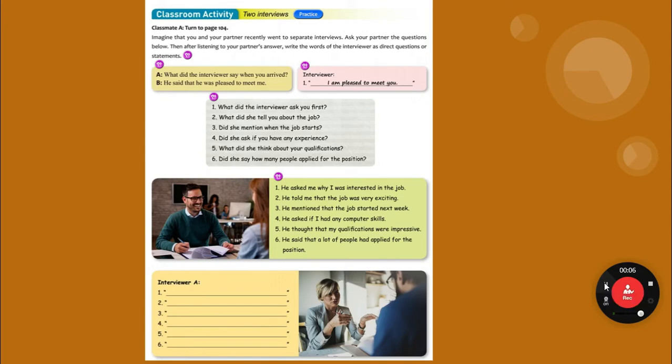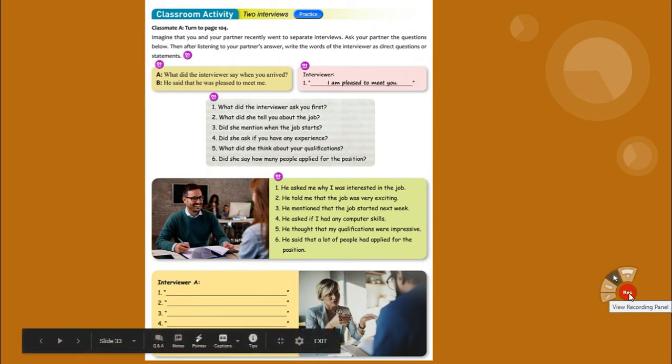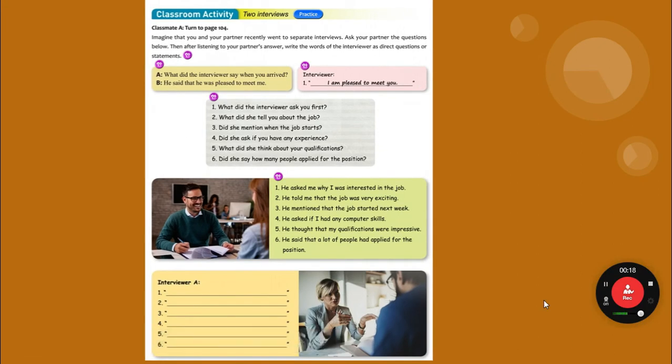We're in Unit 5. This is English 3. This is a classroom activity, and this classroom activity is on 2 pages. Part of it's on page 40. The rest of it is on page 104.